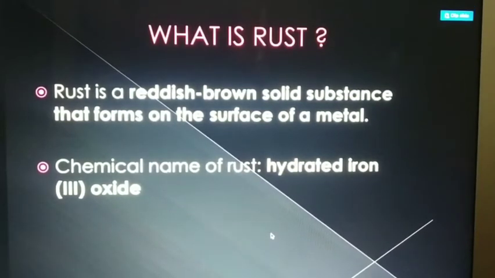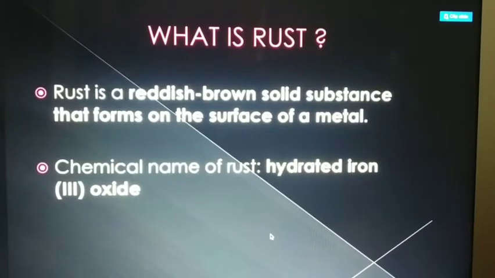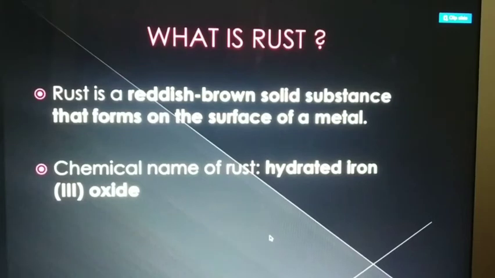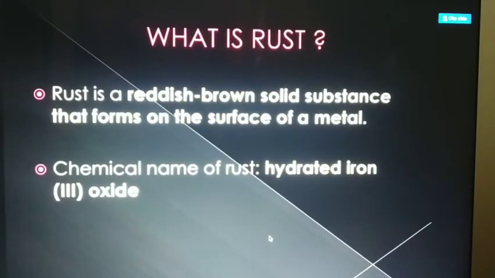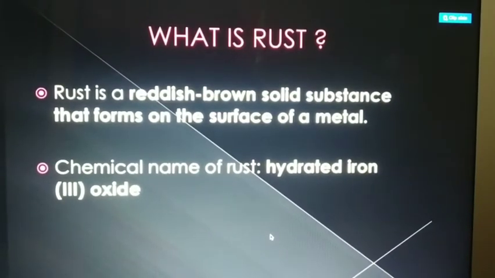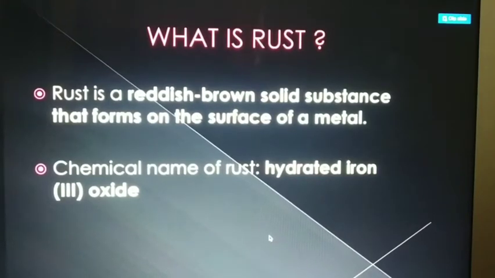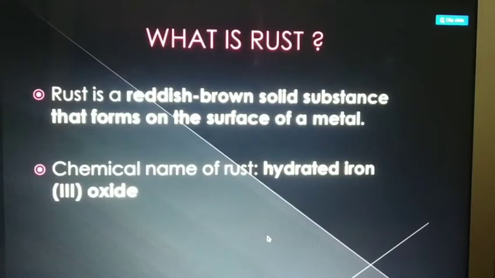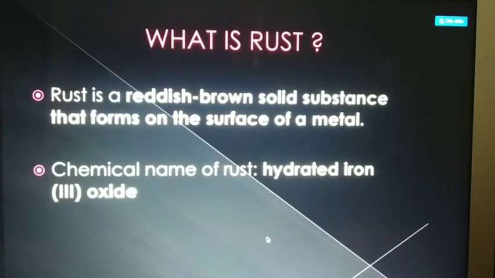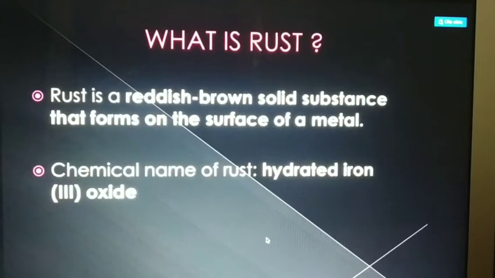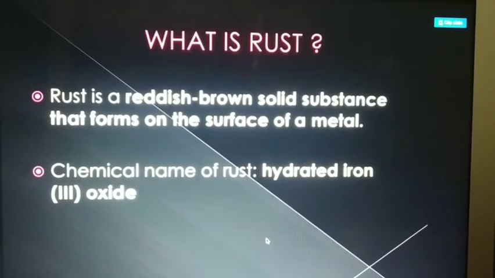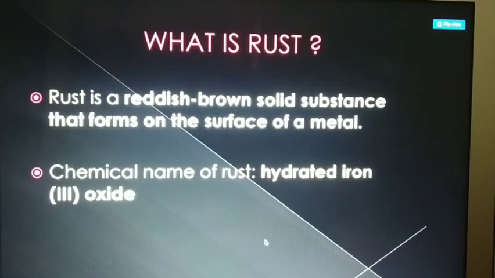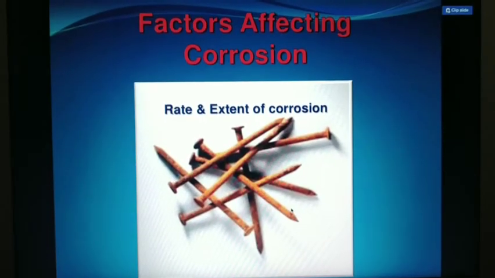Rust mainly consists of hydrated ferric oxide. Just now I gave you the example. Its formula is Fe2O3.XH2O. Now we are going to learn about the factors that affect the rate of corrosion. So you understood, I think you can explain or give the difference between rusting and corrosion. Now let's discuss the factors which affect the rate of corrosion.